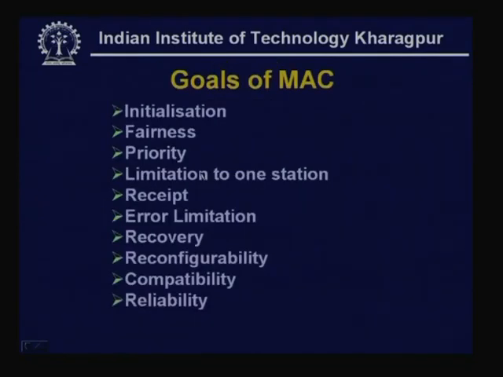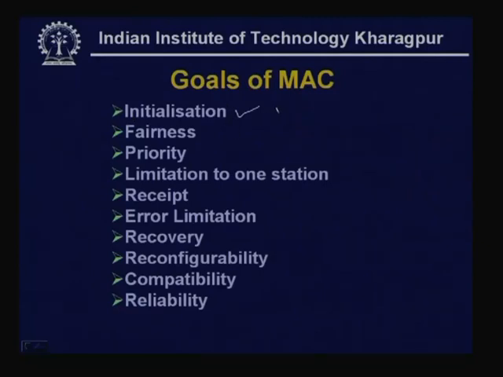Now, the medium access control technique designer has a number of goals to satisfy. These are the various goals or objectives. The first one is initialization. What do you mean by initialization? Whenever you turn the network on in the beginning, it should go to a stable state. That means who will be transmitting first, who will be transmitting next, and so on. There should not be any chaos. As the network is first turned on, it should go to a stable state. That is your initialization.